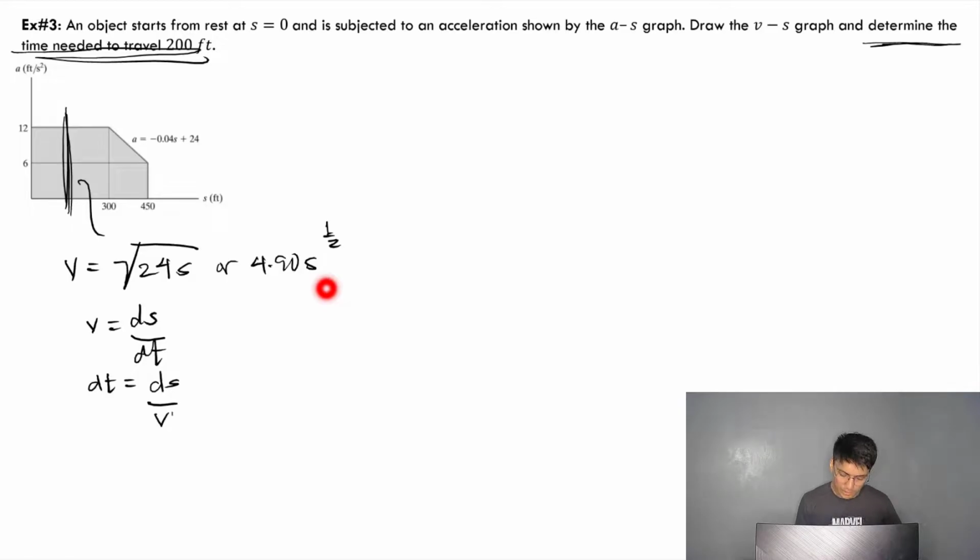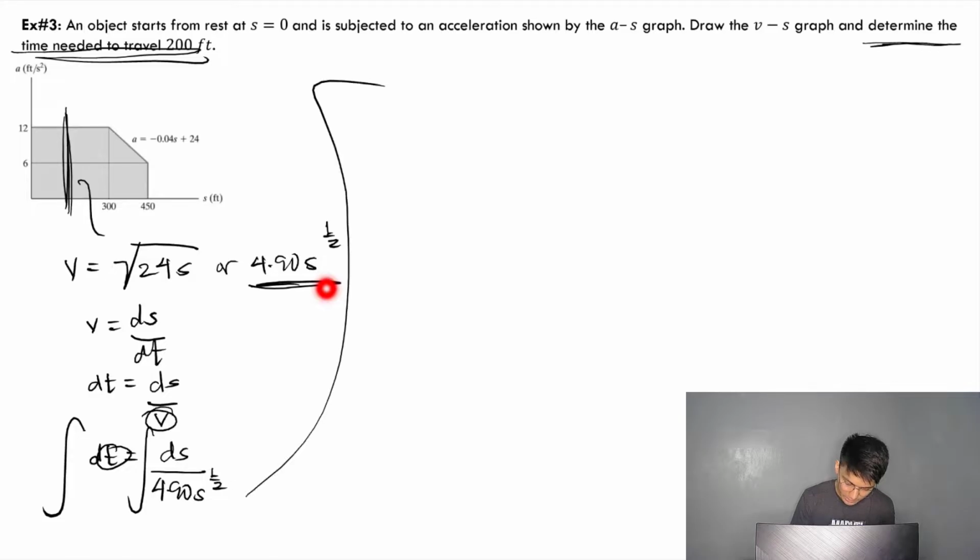So, ilagay na natin yung value ng v. dt is equal to ds over, ito na lang gamitin natin. We have 4.9 S raised to 1 half. And then, to solve for t, we have to integrate. Integrating both sides, dito na natin ilagay. So, the integral of dt, ang limit na ilalagay natin of course is from 0 to t na hinahanap natin na hindi pa natin alam.